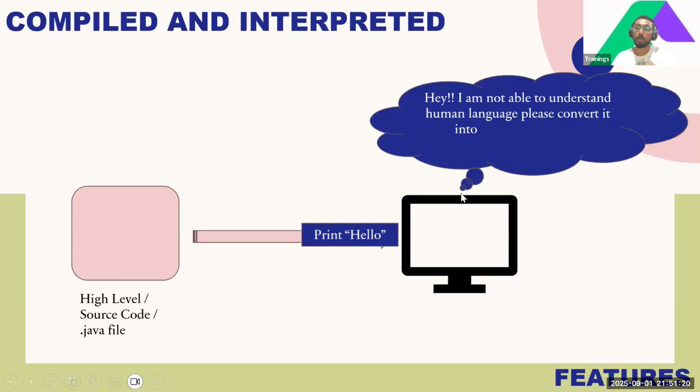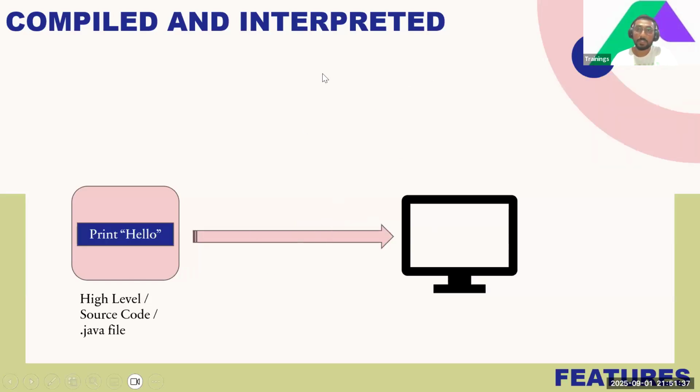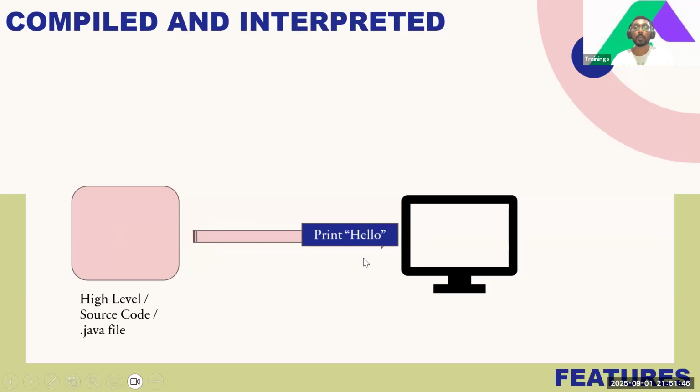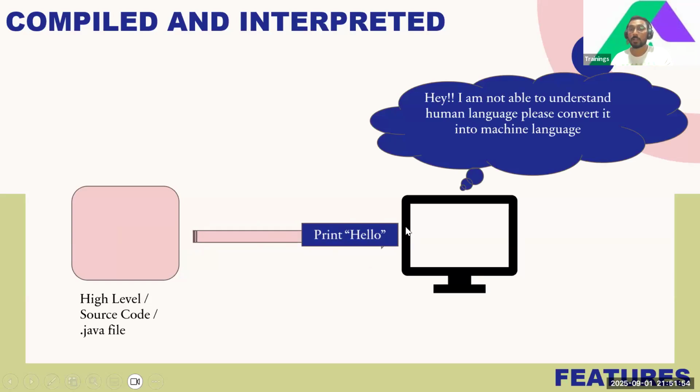So the machine will say, "Hey, I am not able to understand what you have written or what instructions you are passing. First convert that instruction into machine language and then give it to me." I have written some instruction here, and that instruction is present in high level language. If I pass that high level instruction to the machine, the machine will understand only low level. We have written high level, but the machine understands low level. So the machine is saying, first convert that high level into low level, then I can execute your instruction. Correct? So this is the scenario.